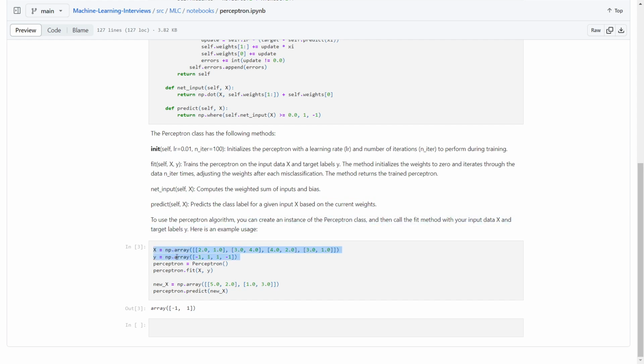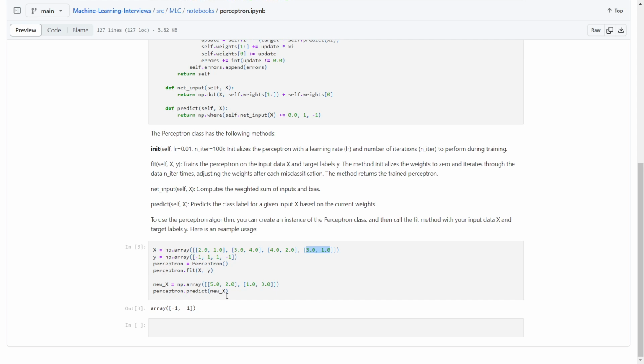We have given X and Y, and based on that we created an instance of the perceptron. Then we fit the perceptron on the X and Y. Finally, we have some new X and we try to predict the new values. For example, we have 5, 2. Generally it should be something similar to this thing. No, it's not something like that.